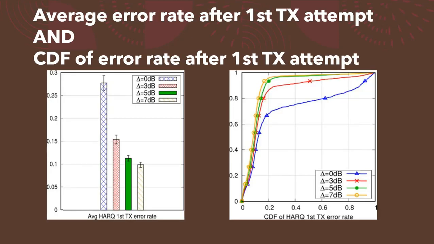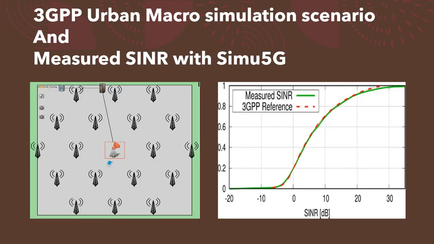Average error rate after first transmission attempt. As we can see in the figure, we simulate a deployment according to a rectangular hexagonal deployment whose inter-site distance is 500 meters.